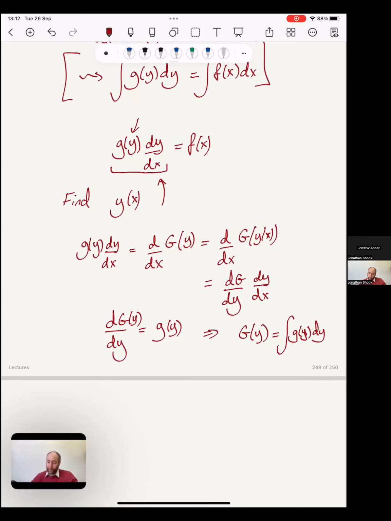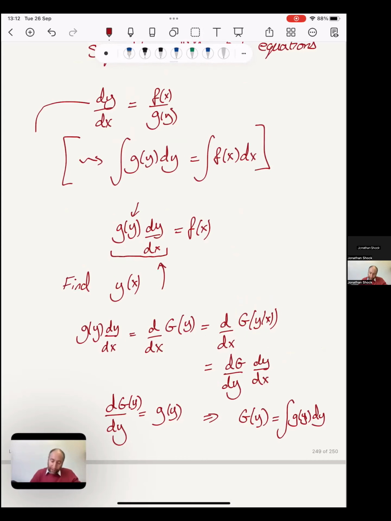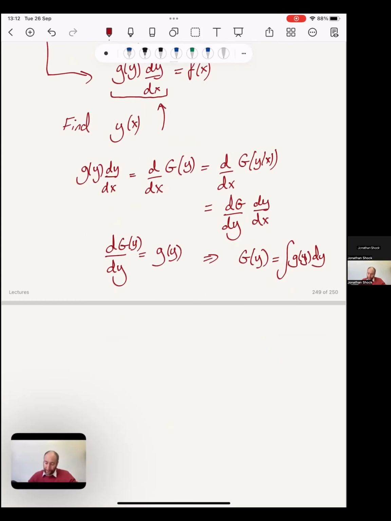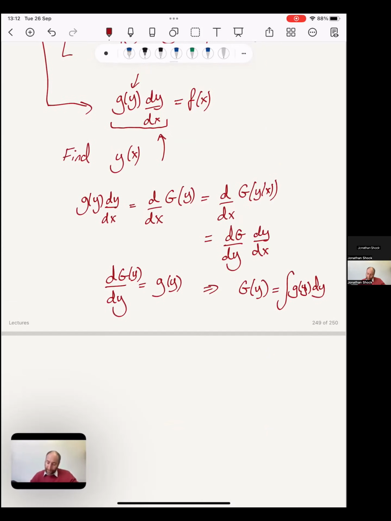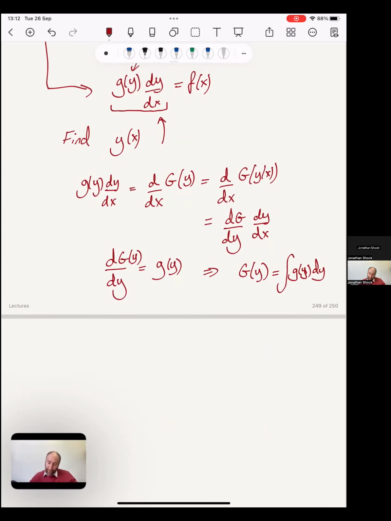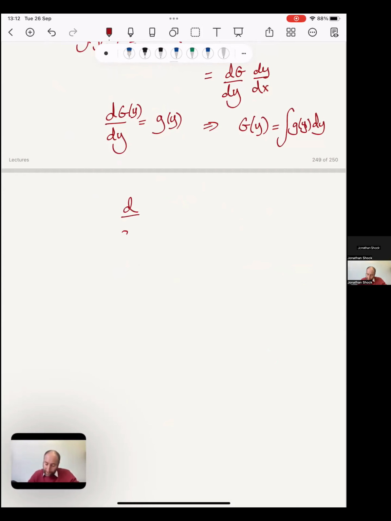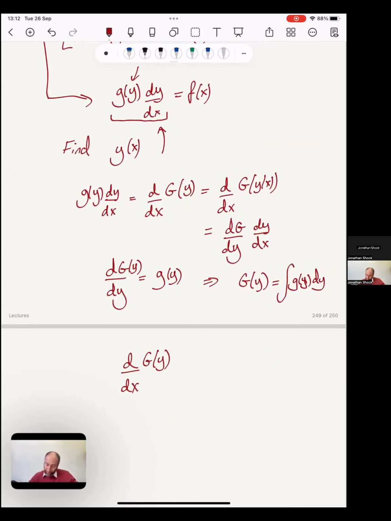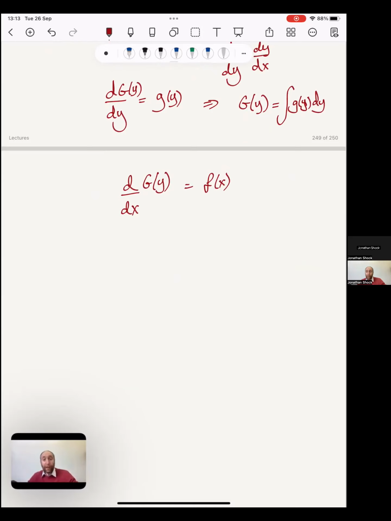So what we've said here is that we can take our original equation and we can write it in this form. This is just taking the g of y up to one side. We've now said, can we write that left-hand side purely as a total derivative? So what that then tells us is that we have d by dx of big G of y equals f of x. And now we can integrate both sides with respect to x.